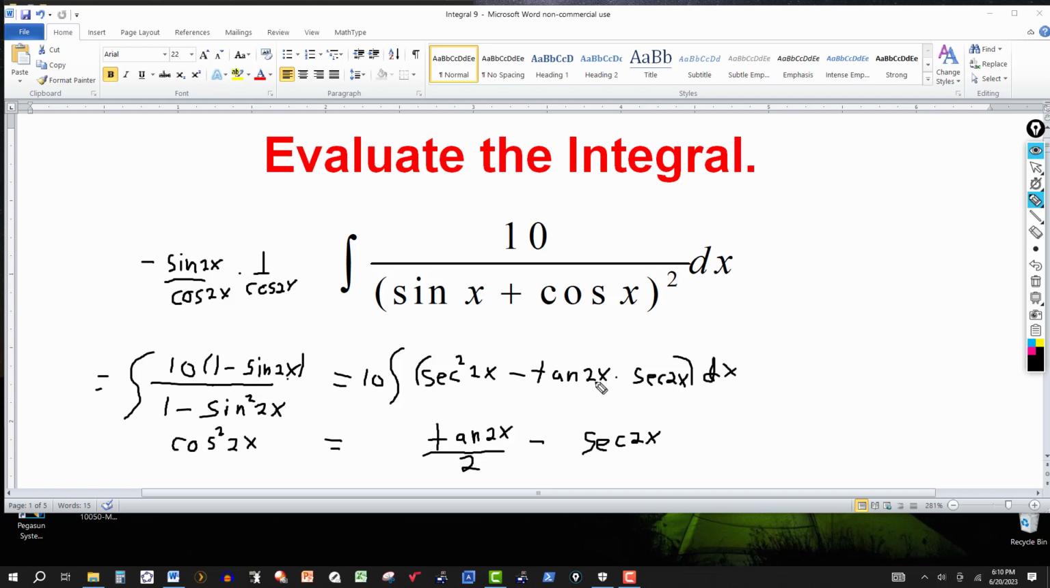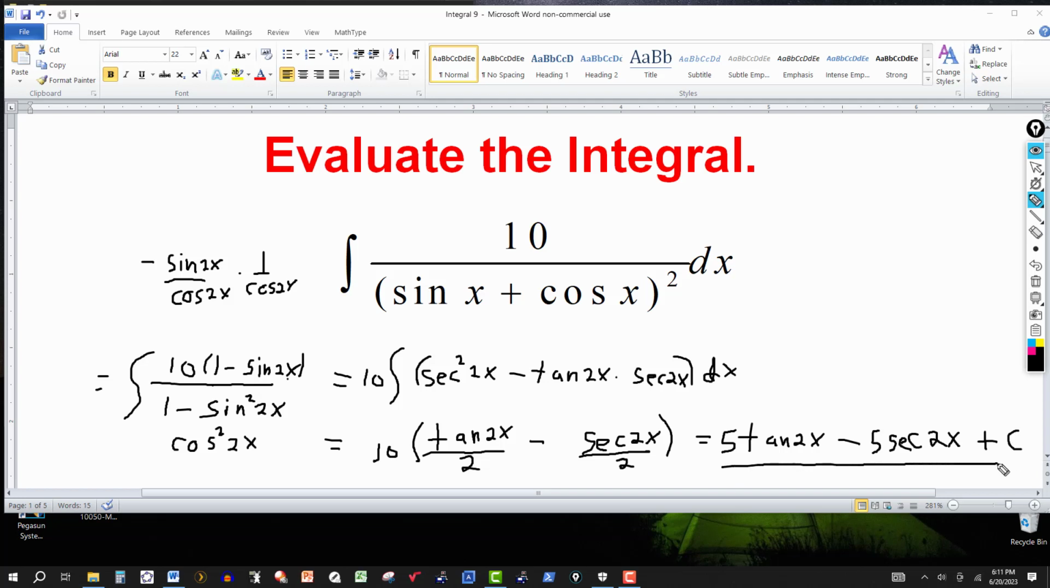And again, the derivative of 2x is 2, so this goes under here. And then this is multiplied by 10. So let's just do it. 2 into 10 gives me 5. So this will be 5 tangent of 2x. And then 10 times the second term, secant 2x over 2. 2 into 10 is 5 again, and minus here. This will be minus 5 secant of 2x, plus the constant of integration.